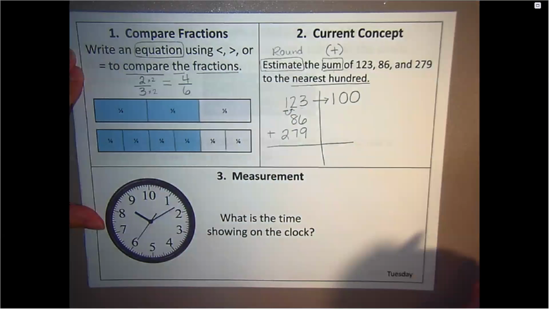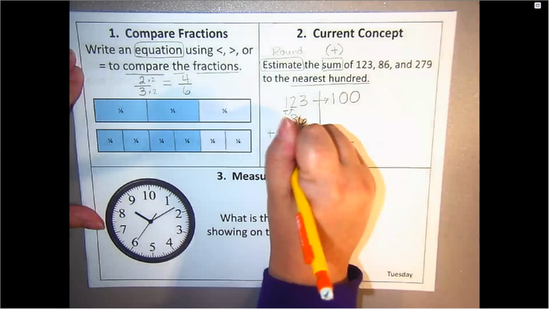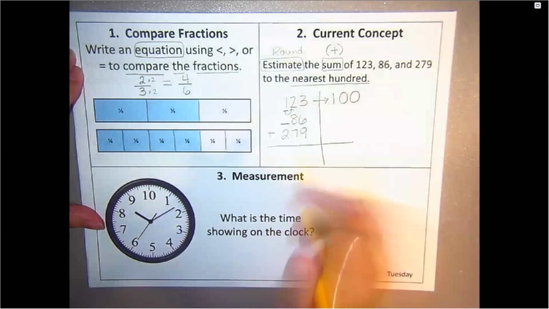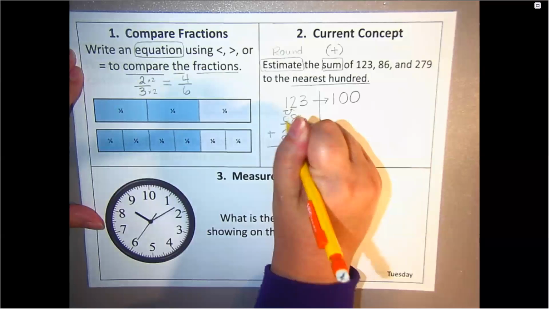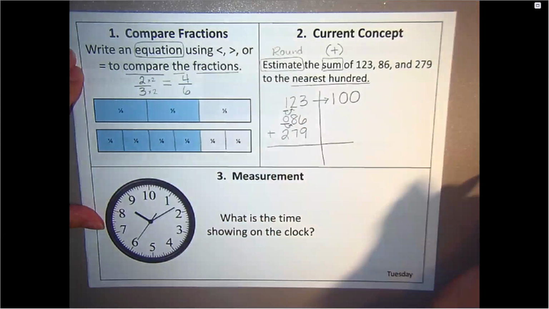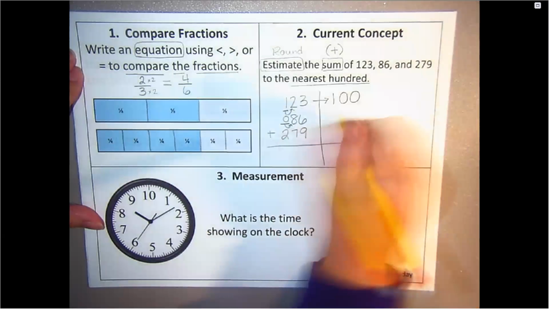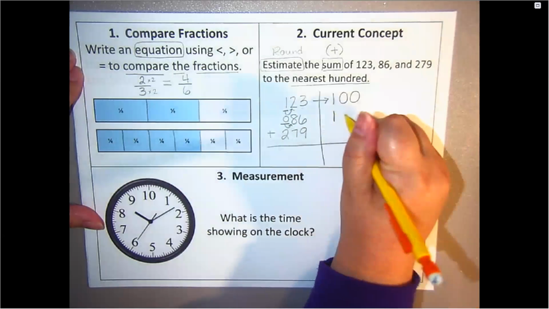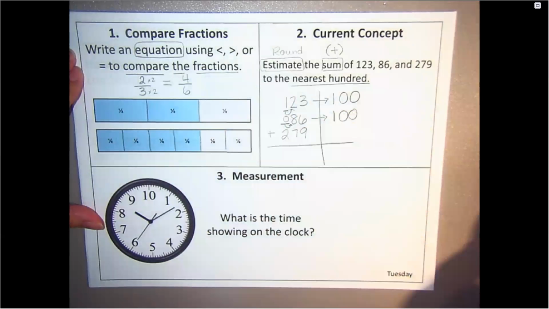My number 86, I know that the hundreds place is the third place from the right. There's nothing there, so I'm going to pretend that there's a 0 there. Now I'm going to look to the right, and that is an 8, which is 5 or more, which means I need to raise the score. So the 0 is going to become a 1. So therefore, 86 rounds to 100.